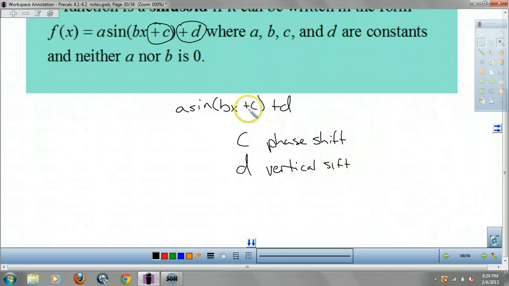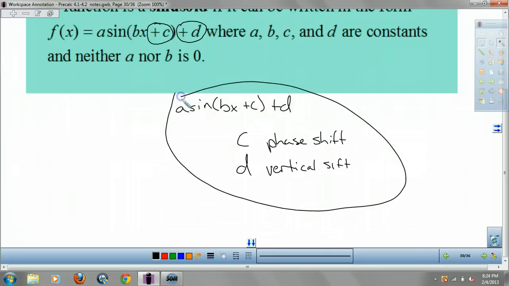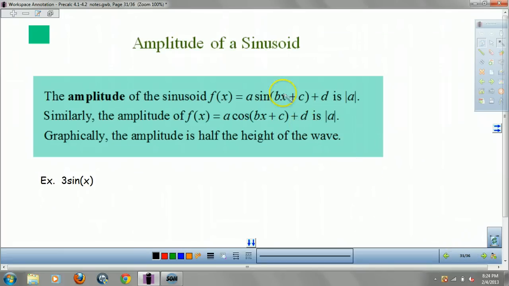If it's next to your x, it moves it left or right. If it's outside of it, it moves up or down. Remember, if c is negative, it moves it to the right. If it's positive, to the left. If d is positive, it goes up. If it's negative, it goes down. Capiche? So this is the noteworthy material from this one. Keep this written at the top of your paper, and we're going to add to it.